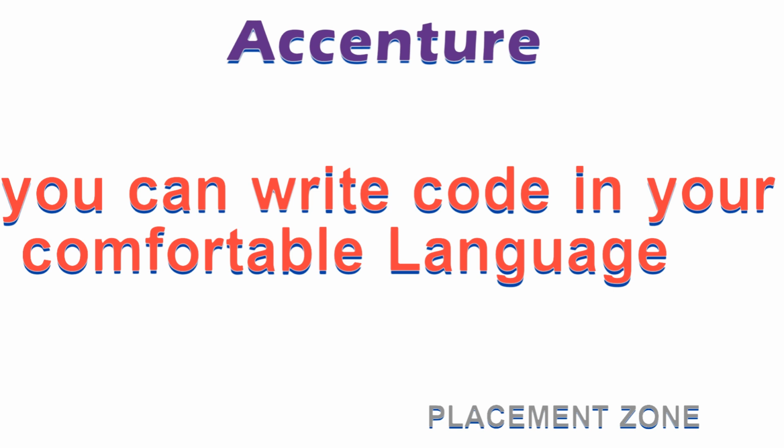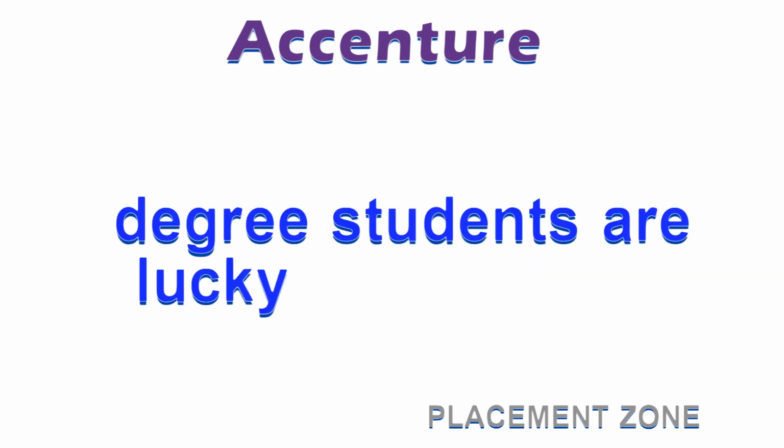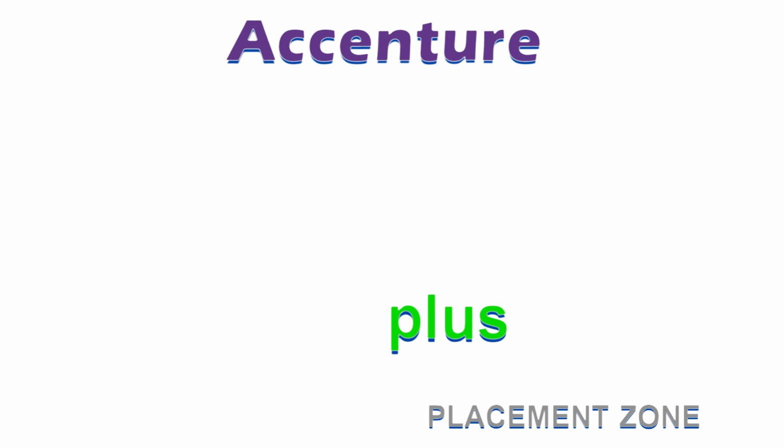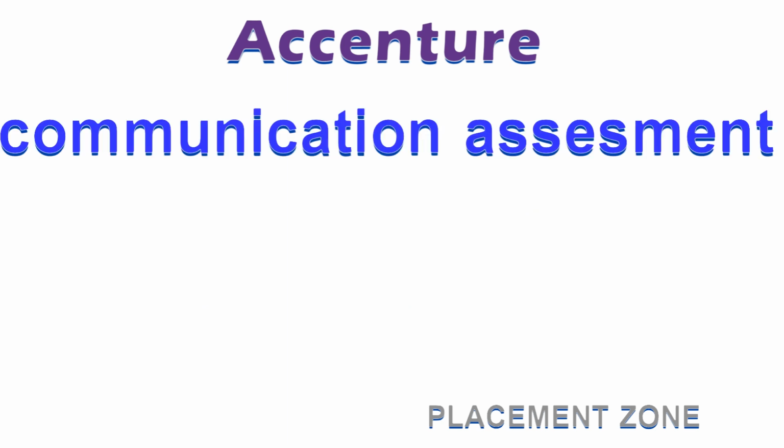And one more thing, those who have a degree only have the technical round. They don't have any coding round. Actually, it can be said that this is a plus point for degree students, right? When will all this be completed? It means if you clear the coding round also, then you are eligible for the communication assessment. After 1 week, after the written test is completed, you will get a mail to write the communication assessment.